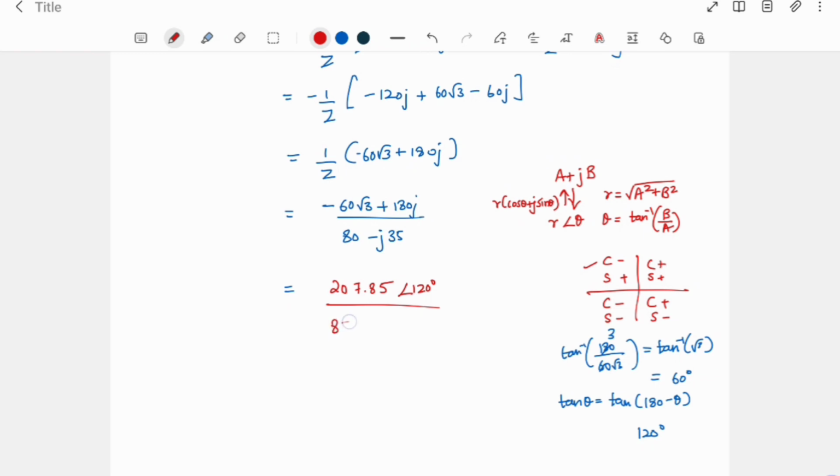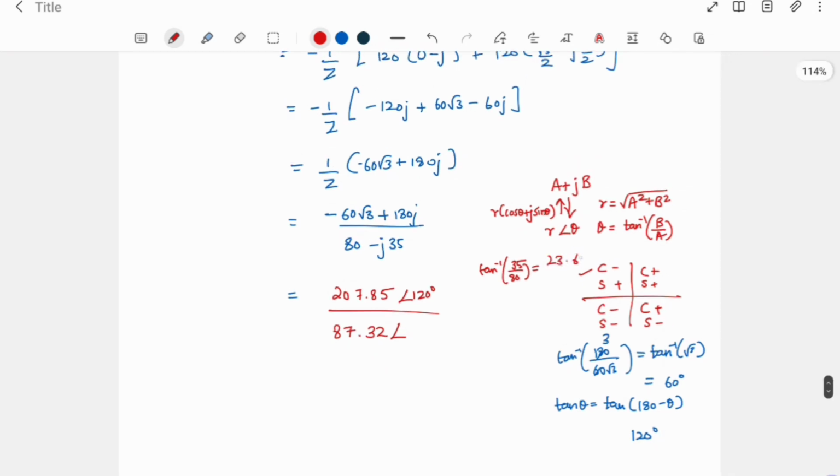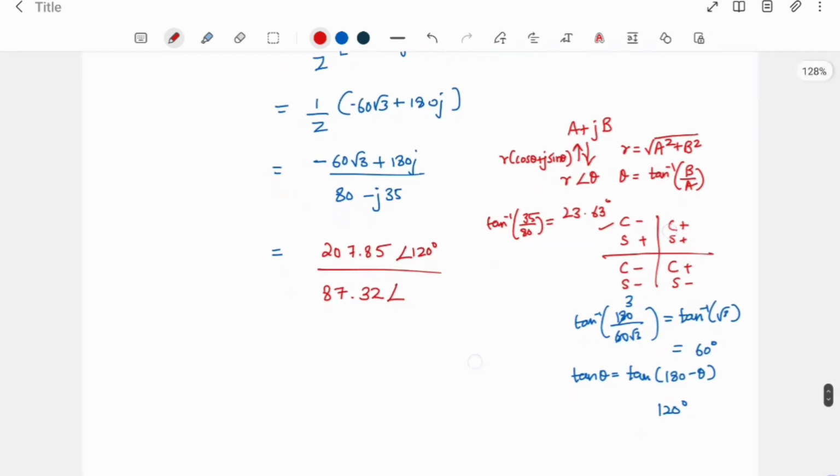Similarly, for this, if we find the magnitude, it is root of 80 square plus 35 square, which is 87.32. And my angle is tan inverse of, here if you see the sine theta is negative, so it is in the fourth quadrant. So tan inverse of 35 by 80, which is nothing but 23.63 degrees. Since it is in fourth quadrant, I can write it directly as minus 23.63 degree.